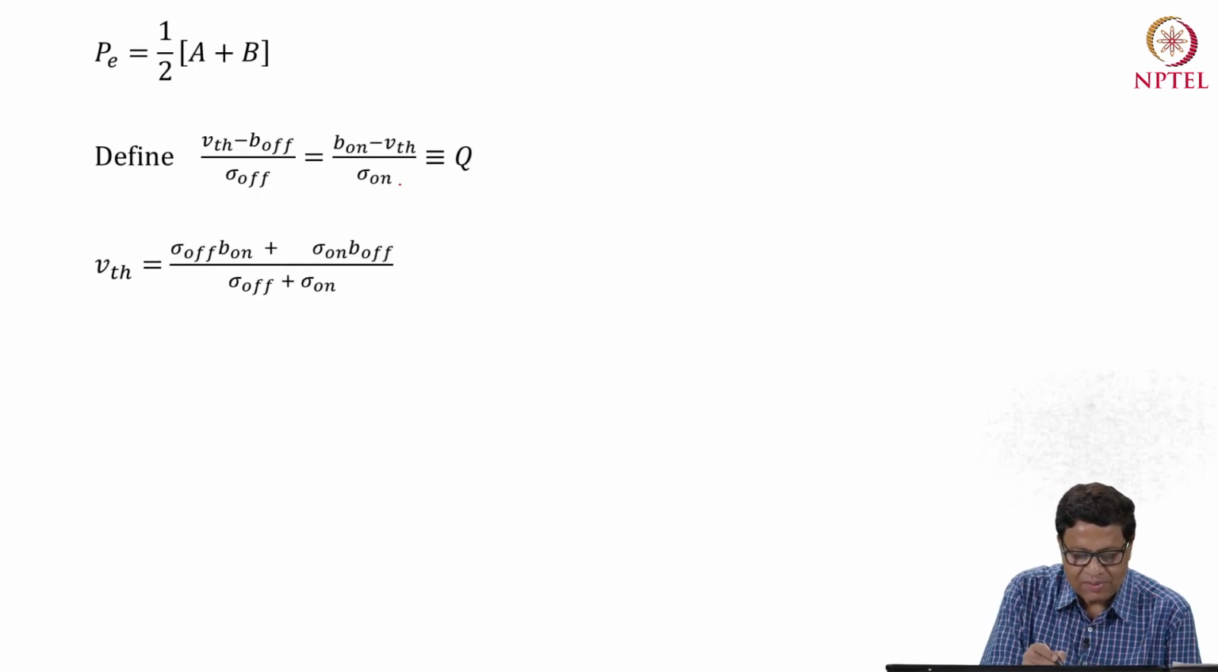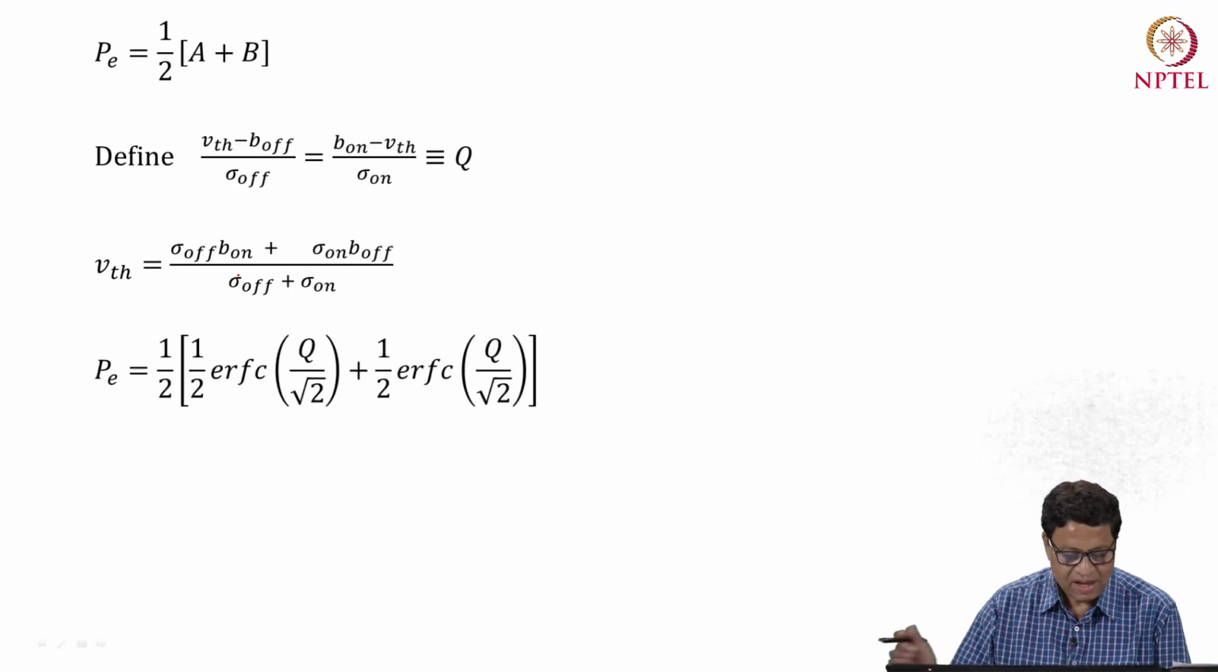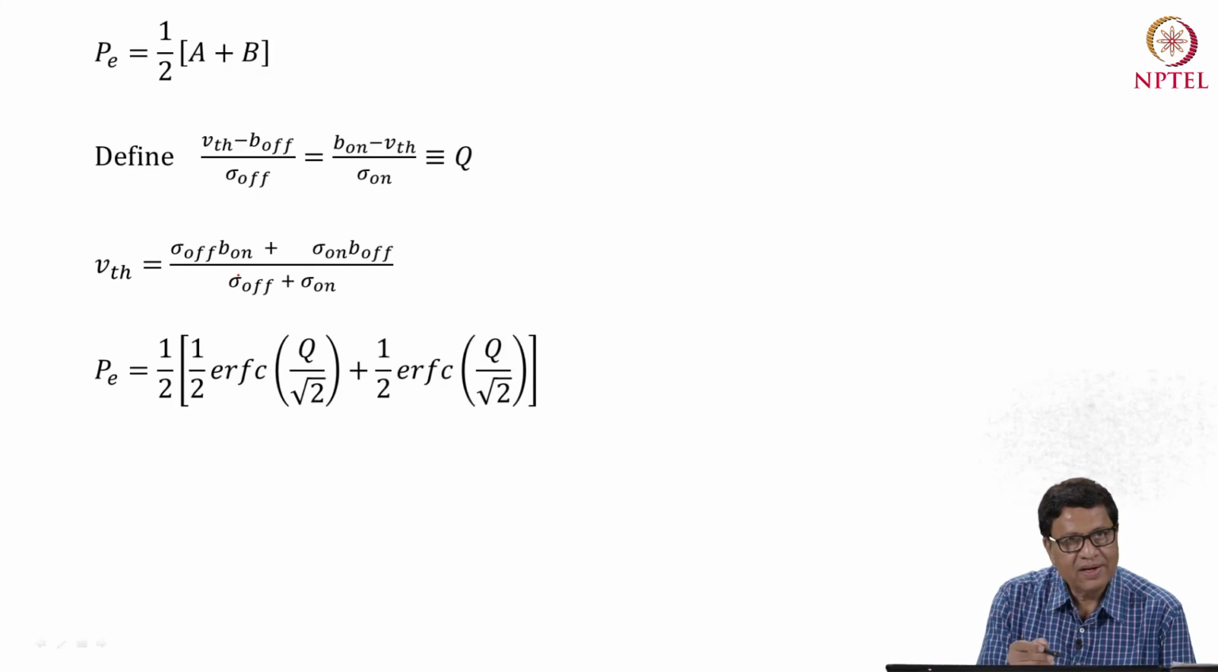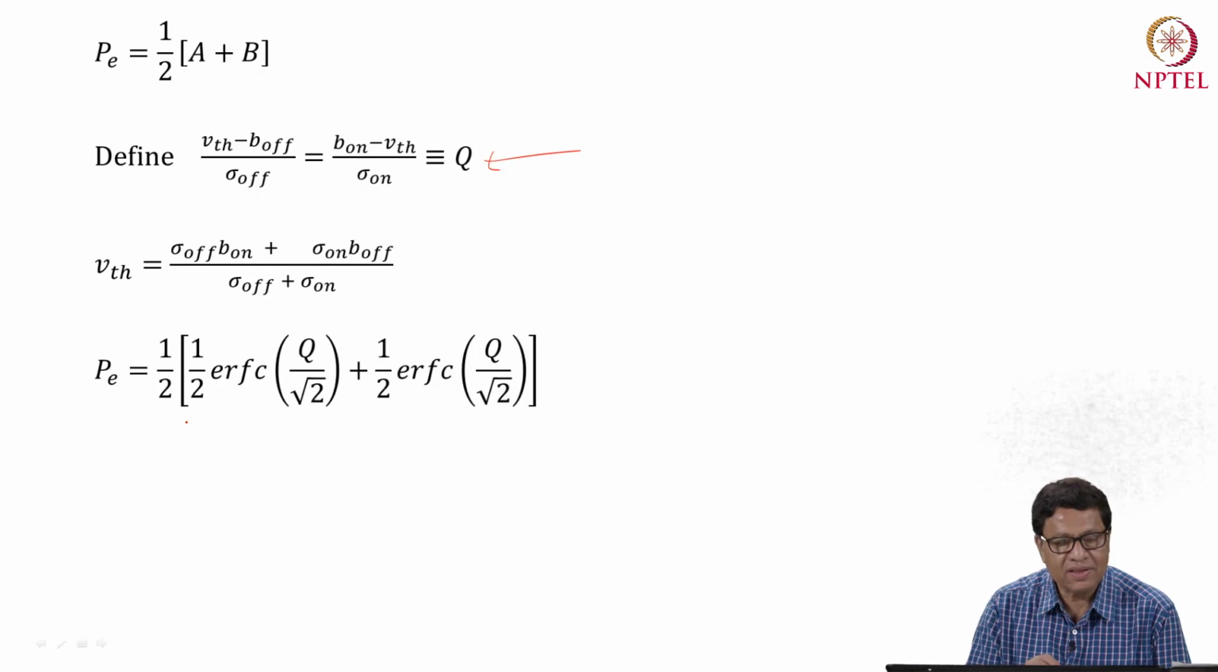And from here I can calculate VTH. From these two I can calculate VTH, which is given as here: sigma off into B on plus sigma on into B off, divided by sigma off plus sigma on. And if I write that earlier expression in terms of Q, the probability of error will be half erf(Q by root 2) plus half erf(Q by root 2). So basically I have replaced this Q in the earlier expression. So this is the probability of error in the form of Q.